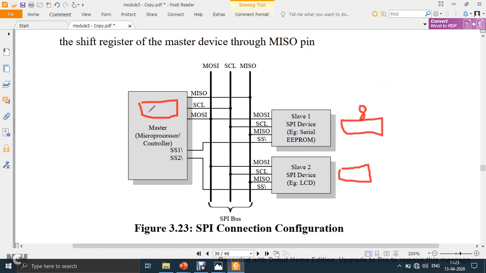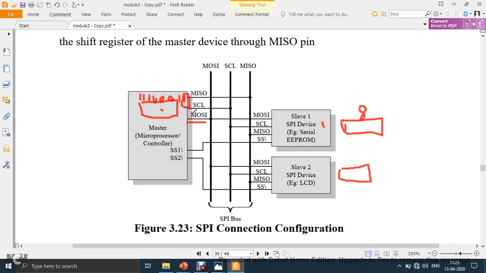Suppose this master wants to send data to this slave. How will it send it? Since it is a multiple of 8, I will consider an 8-bit shift register. Let's say the data is 1, 1, 1, 0, 0, 0. This is the data that needs to be sent. First the LSB will be shifted out, to the master out slave in pin. Why? Because master is outputting the data and slave is receiving the data. So this 1 will be shifted out on the MOSI line, and the slave will receive this 1 bit.